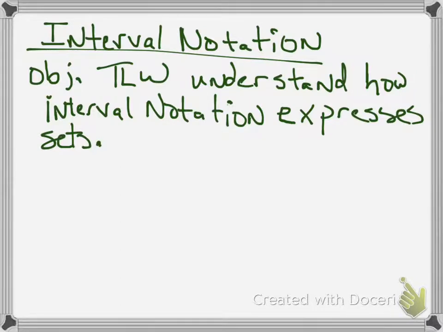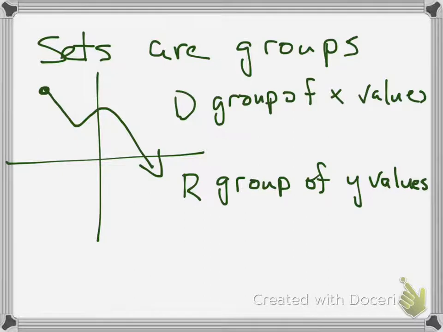Okay, so what are sets? Sets are groups. When you look at a graph, I'm expressing the domain as a group of x values. When you show me the domain, it's all the x values. That's why we focus on x from here to here, left and right. The range is a group of y values, so we focus on low and high.